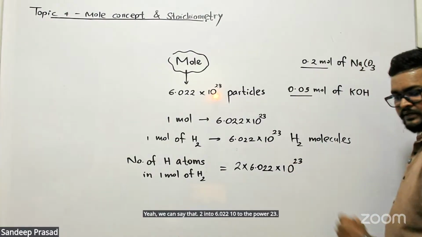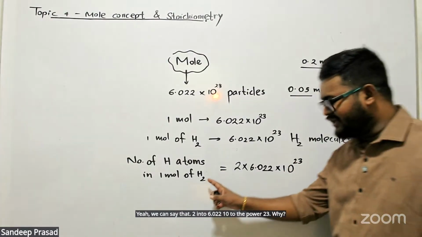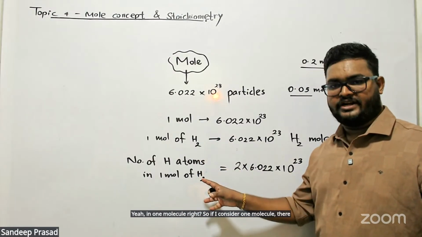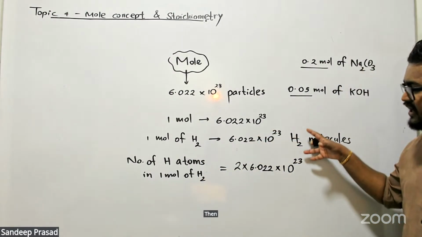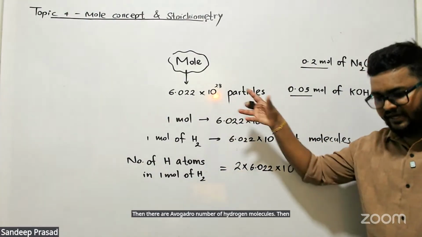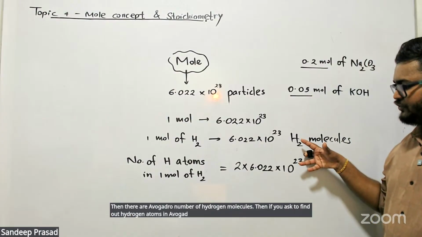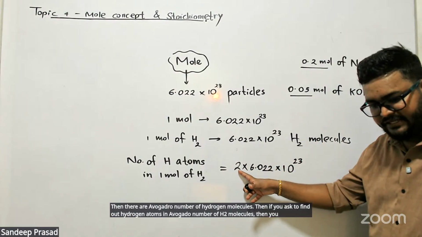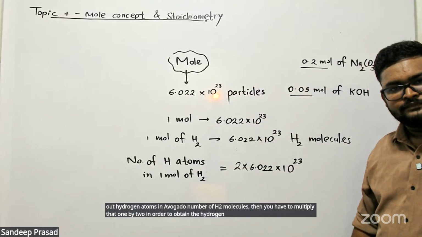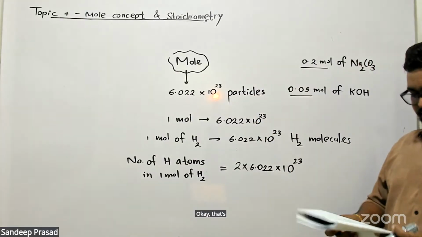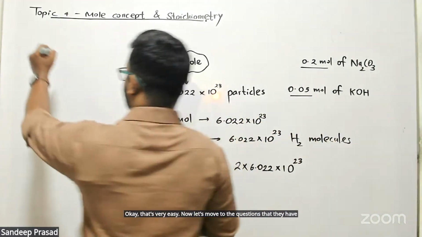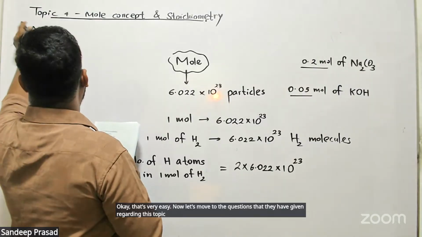Why? In 1 molecule, if I consider 1 molecule, there are 2 hydrogen atoms. Then there are Avogadro number of hydrogen molecules. If you are asked to find the hydrogen atoms in Avogadro number of H2 molecules, then you have to multiply that by 2 in order to obtain the hydrogen atoms. That's very easy. Now let's move to the questions that they have given regarding this topic.